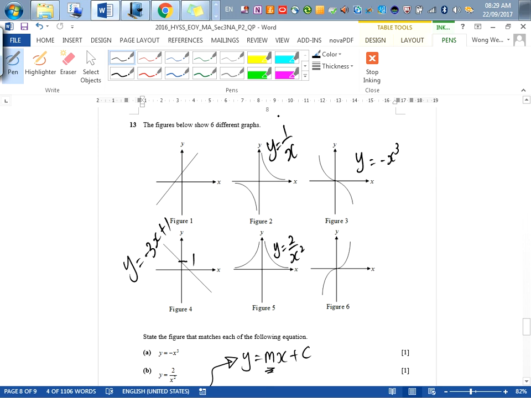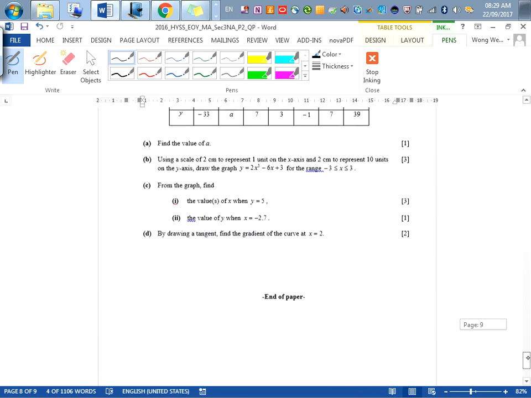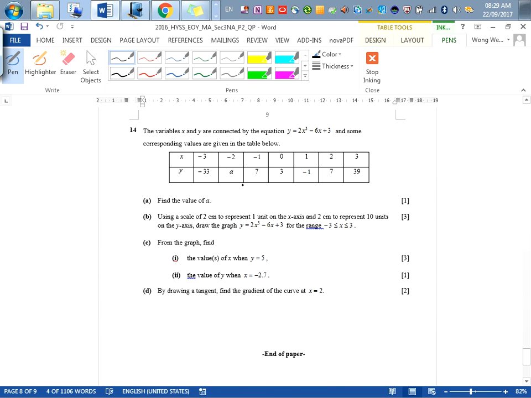Then the last one. Find the value of a, just substitute. This one is a giveaway question. Everybody must be able to substitute this 2 inside here and inside here properly. So we have a equals 2 times negative 2 cubed minus 6 times negative 2 plus 3. This will give me negative 1.